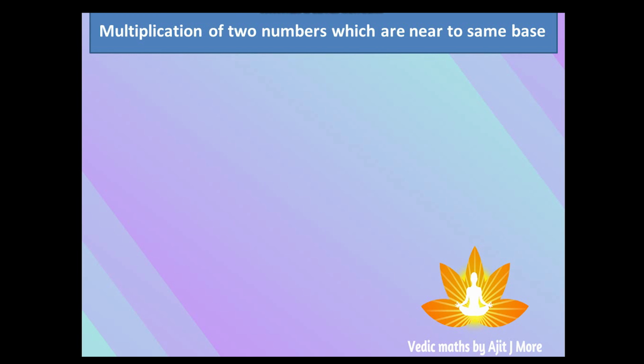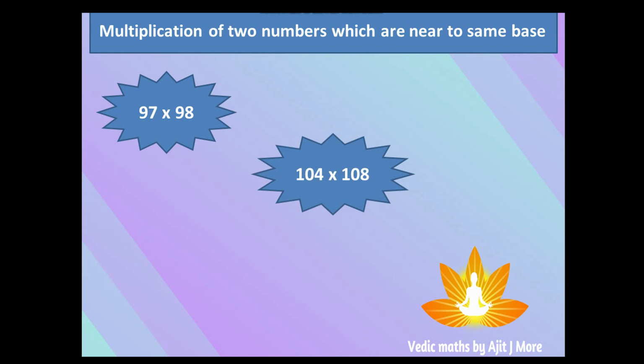Few examples to give, like if I consider 97 into 98, they both are near to 100, but they are before 100. That is, 97 is 3 less than 100 and 98 is 2 less than 100. Okay, one more example, 104 into 108. They both are after 100. That is, 104 is 4 more than 100 and 108 is 8 more than 100.